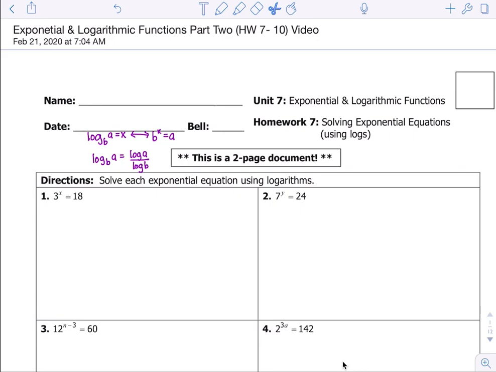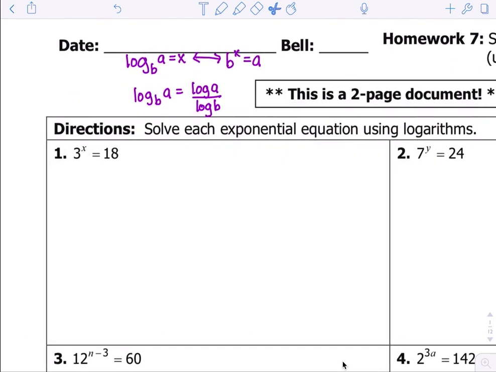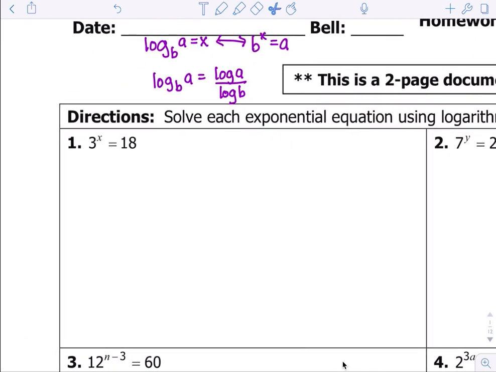Here is solving exponential equations using logarithms. When you solve exponential equations but can't find a common base, you have to use your logarithms. We're going to be going from exponential form to log form, and then, once in log form, just do the change of base formula.